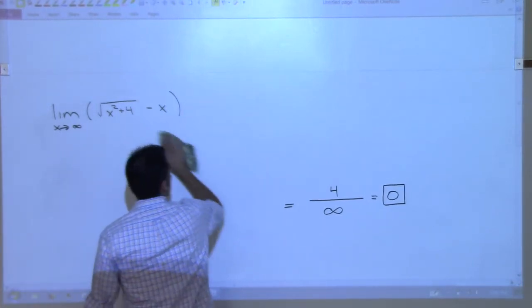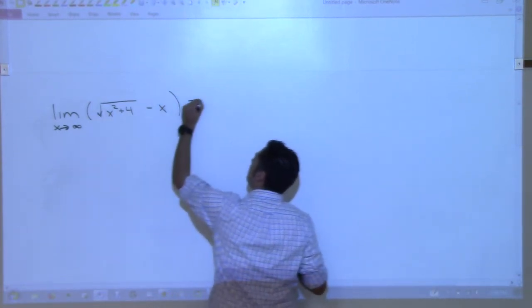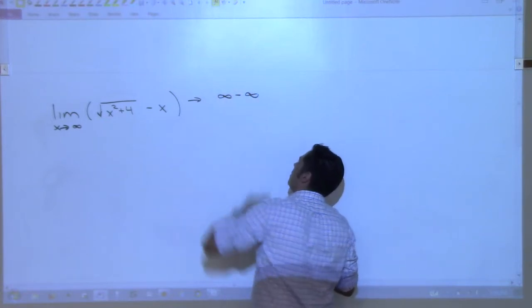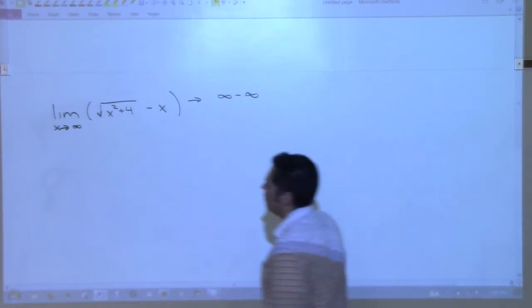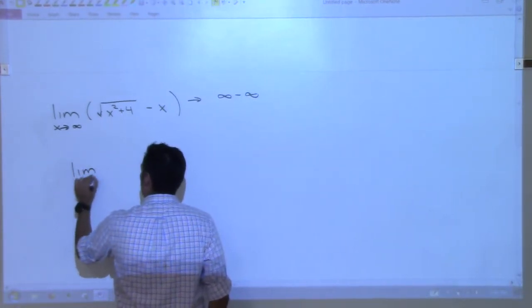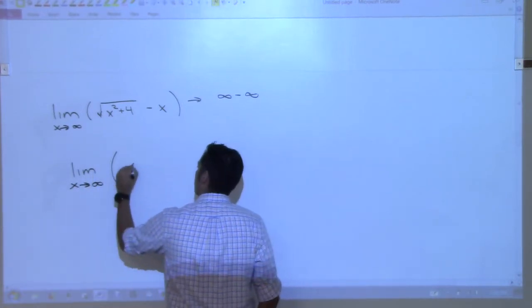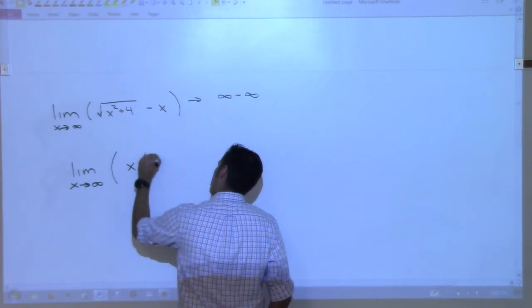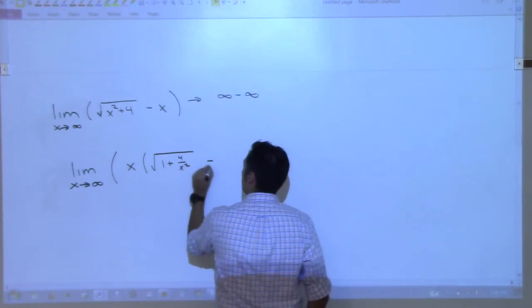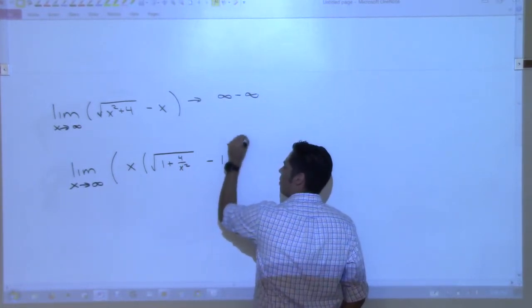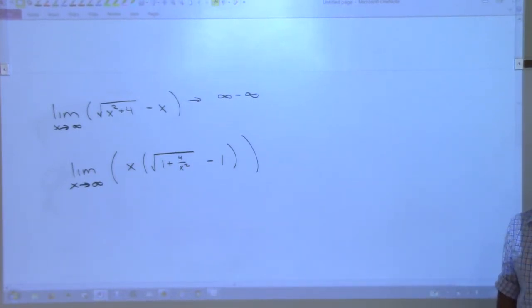I'm going to try this problem a different way. With this particular problem, infinity minus infinity, there's more than one way to skin a cat, so to speak. Just see if you agree with me or not with this. I'm a little bit skeptical here.